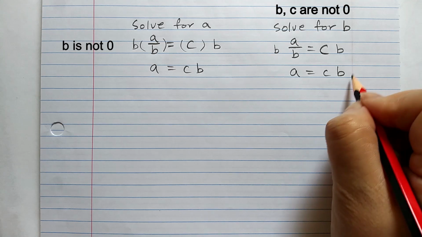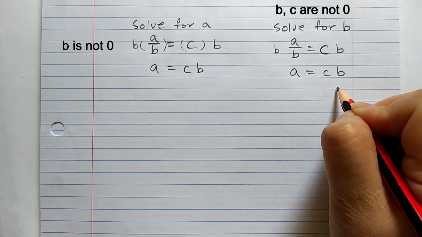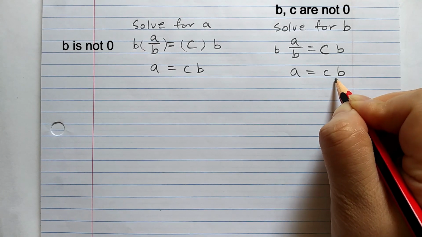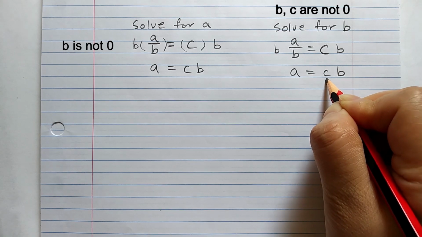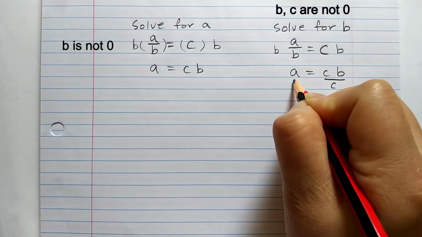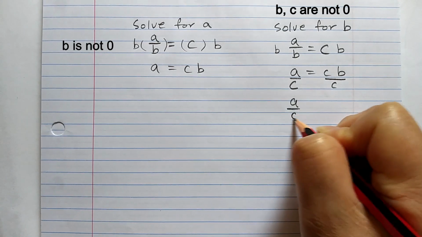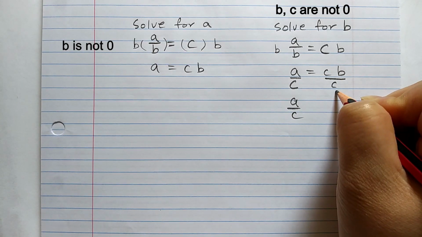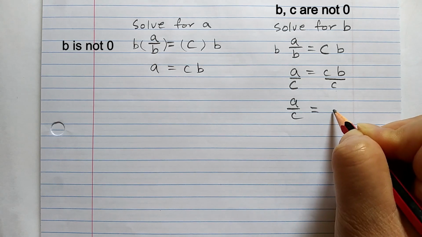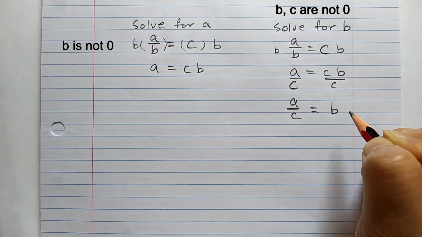Then, since B is here, let's leave it here and remove C. How do we do that? We divide both sides by C, A over C, and these will reduce to 1, and that is equal to B.